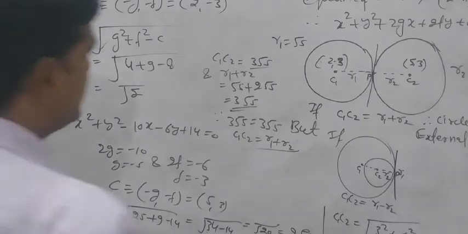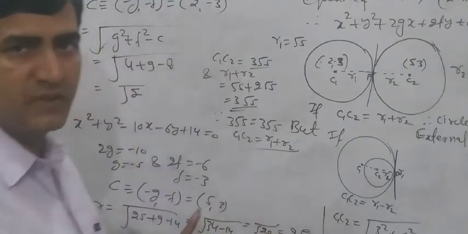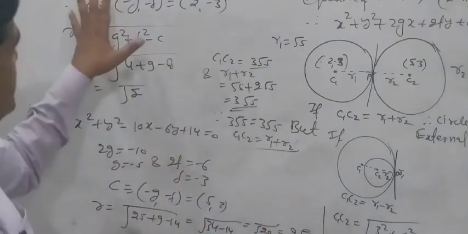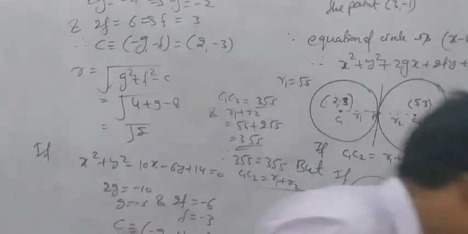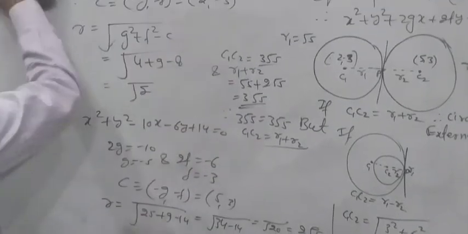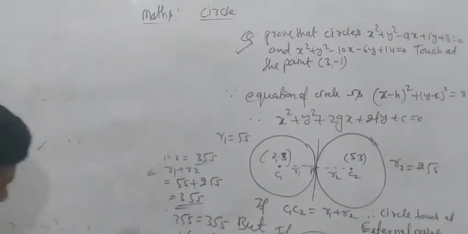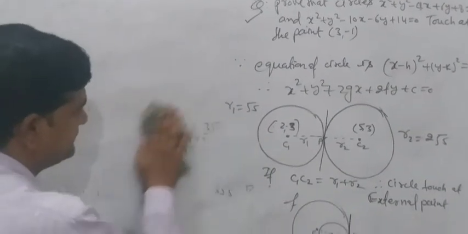Any doubt? Any confusion? No? Very good. Once more here, first equation, second equation. Then, after that, how can we find the point? For finding the point is very, very simple here.